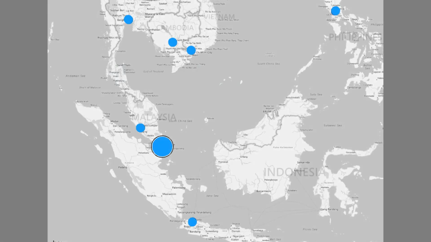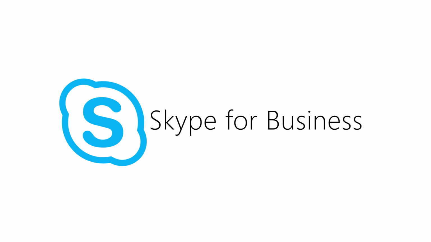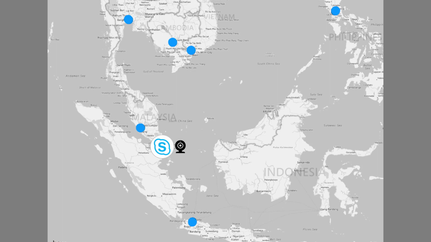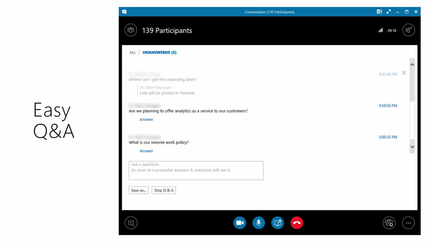New hires join across locations, but the CEO's welcome address for new hires is delivered from the head office. We can use Skype for Business here. No special video conferencing equipment is needed. All you need is a webcam and an internet connection. The new hires can view the CEO welcome address on mobile phones as well. Skype for Business also has a nice question and answer tool. Questions can be posted anytime during the session and handled at the end.